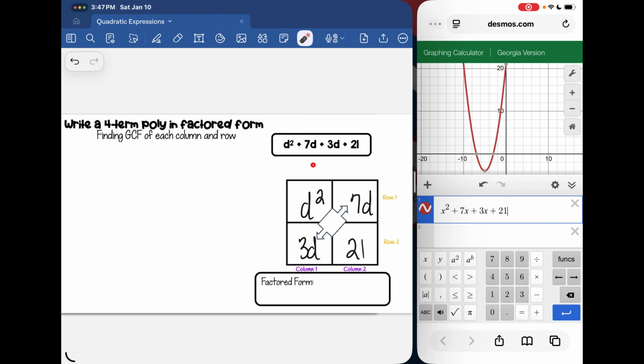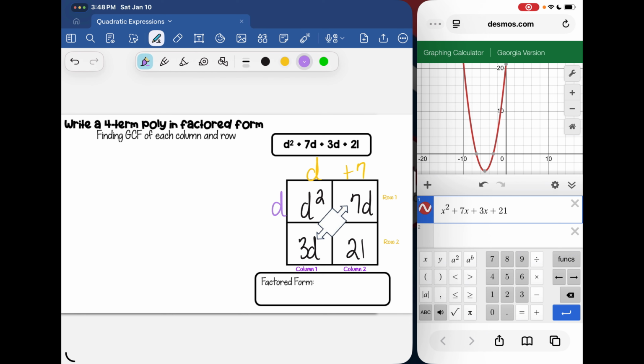What can I put on the outside of the d squared box that's going to multiply to d squared? Hopefully you said a d and a d. So I'm going to use these two to help me fill out the rest. Well, this inside says 7d. What can I multiply by d that will give me 7d? Hopefully you said a positive 7.